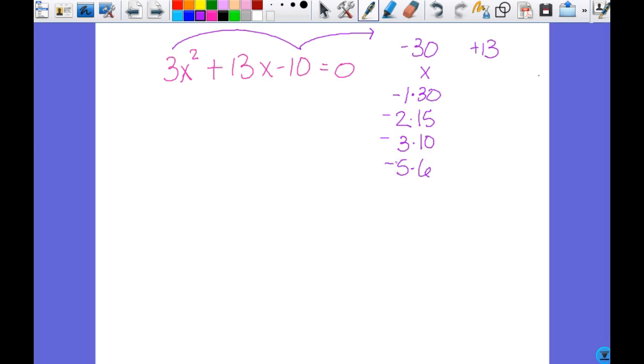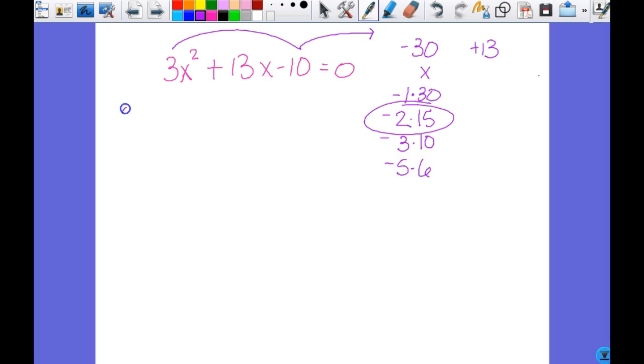Negative 2 and 15. The 3 and the 10 are tempting again, right? Because, you know, it's 13. But it's negative 2 and 15, because you can tell by these signs what should be happening with those numbers. We all good? All right, so I'm going to put the negative 2 again just to make sure that you understand what happens if you write it down that way.